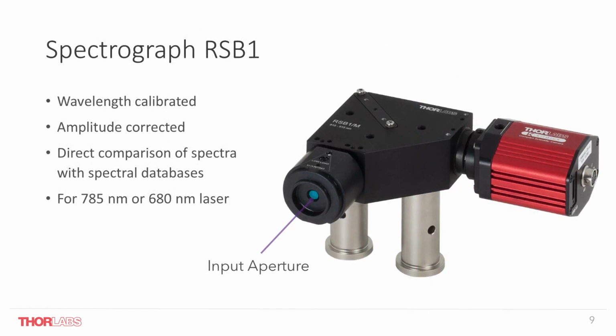Here we have a picture of our new Raman spectrograph with the coded aperture at the input. The system comes wavelength calibrated and amplitude corrected, allowing for a direct comparison of the recorded spectra with spectral databases. It can be used with a 785 nanometer laser to cover the spectral range where many chemical compounds have their fingerprint vibrations. Optionally, with a 680 nanometer laser, a different wave number range can be reached, where typically vibrations of terminal atoms can be found. We offer suitable lasers to be used with the spectrograph, but of course you can use your own lasers if they have the correct specifications.